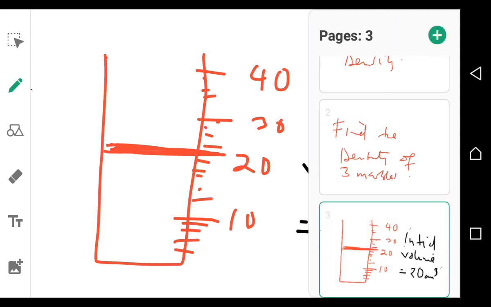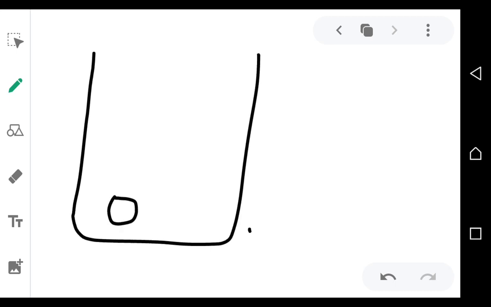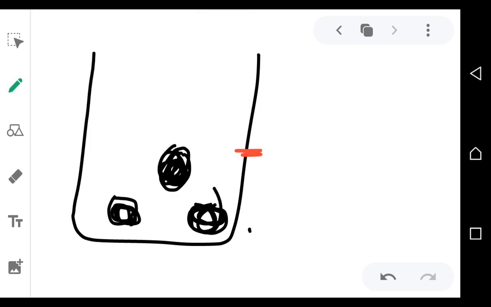But I want you to calculate the density of the marbles. So you put the marbles inside, right? When you put 3 marbles, the water level increases. You know what I mean? They can tell you 3 marbles, 4 marbles, 5 marbles. So you put these 3 marbles in this water. What happens to the water level? The water level that was here suddenly rises. Let's say it rises to 40.